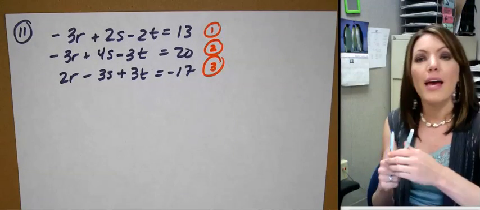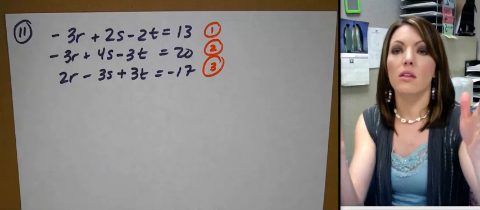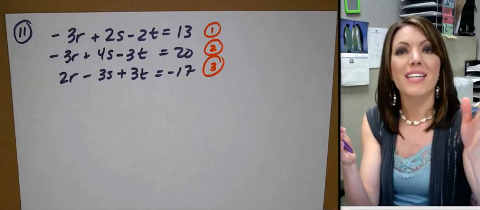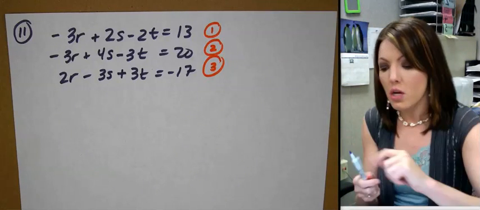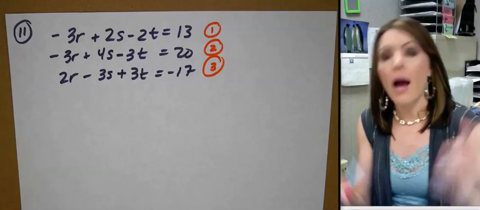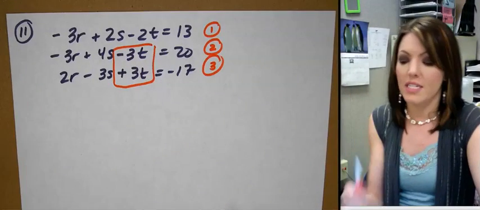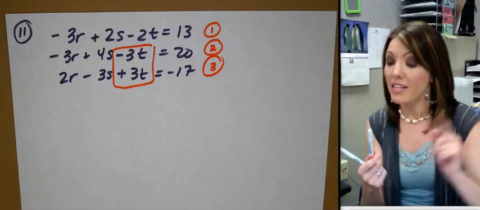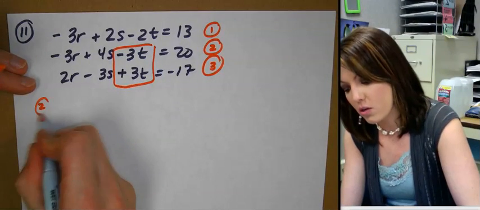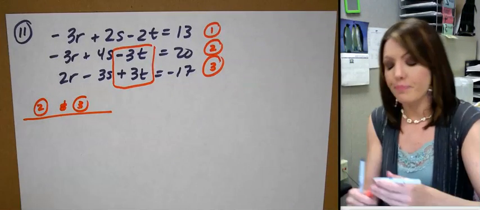And then for a starting point, what I immediately look for in these problems is something to cancel out. I like canceling things out, and I think you all do too. So if I'm looking at this, I notice that if I were to combine equations 2 and 3 together, I would get the 3t and the negative 3t to cancel out. So that's what I'm going to do first, is equations 2 and 3, literally just adding them together.